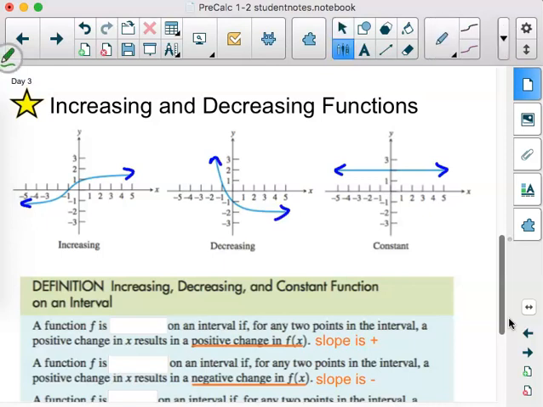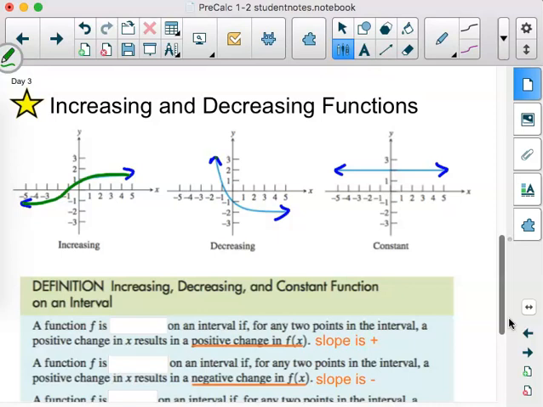And then what you want to do is think, if I were drawing this graph from left to right, would I be going up? Then it's increasing. Would I be going down? Then it's decreasing. Does it stay flat? Is it horizontal? Then we've got constant. So this one, as we go from left to right, is increasing. And it is increasing all the time. It's ever so slightly in some spots, but it definitely is increasing as we go from left to right.